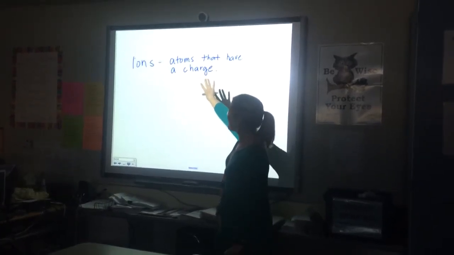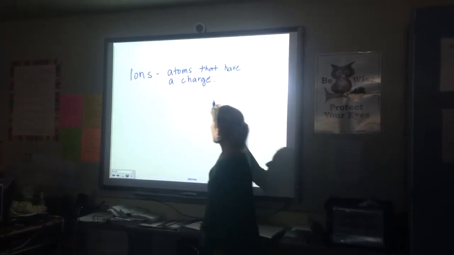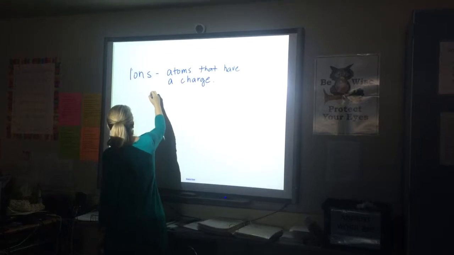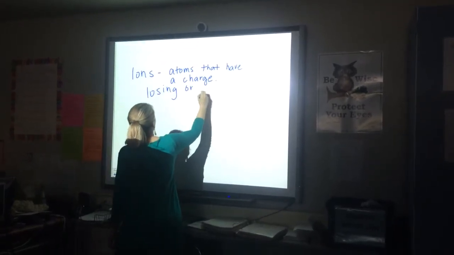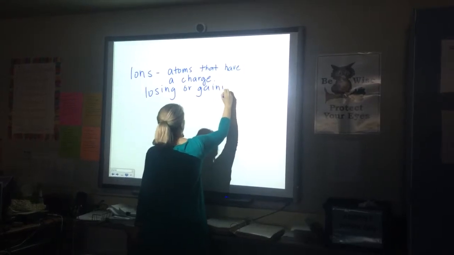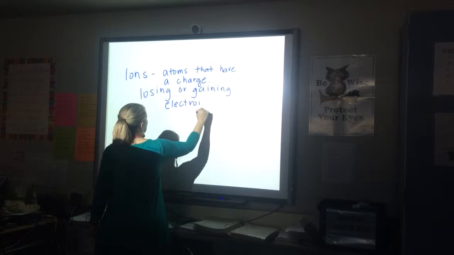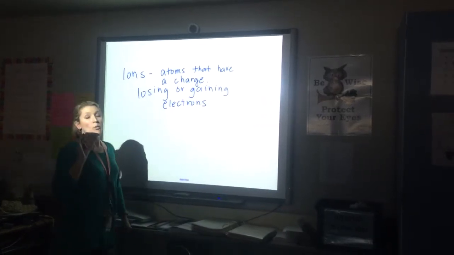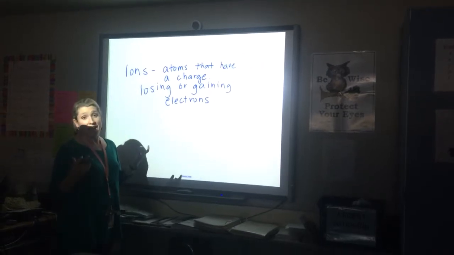To start talking about ions. Ions are atoms that have a charge, and they get a charge by either losing or gaining electrons. So atoms that have either lost or gained electrons are called ions.